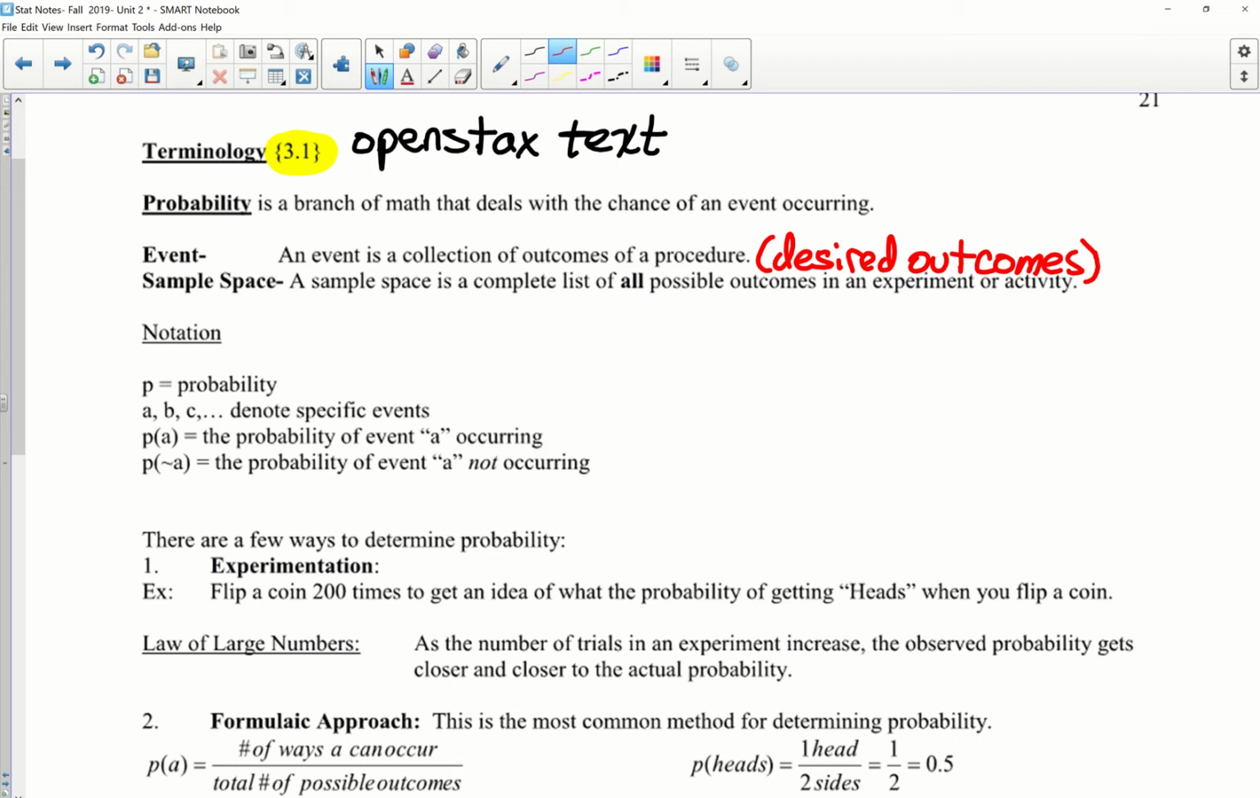Because generally, you know what you want in a class because the question tells you what you want. Find the probability of this, find the probability of that. But in the real world, oftentimes it's investigation. Like, I don't know what's going to happen. Let me find the probabilities of a bunch of different situations and see which one is more likely to occur. You kind of go in with a blank slate without really having any sense of what's going on. A sample space is a complete list of all possible outcomes of an experiment or activity. All right. So every possible outcome.